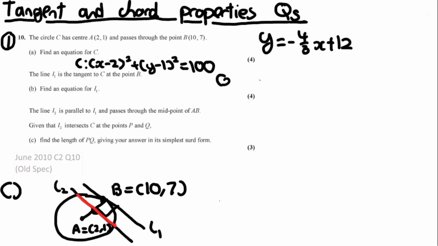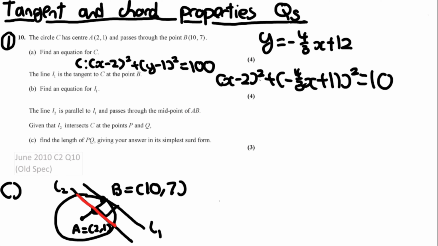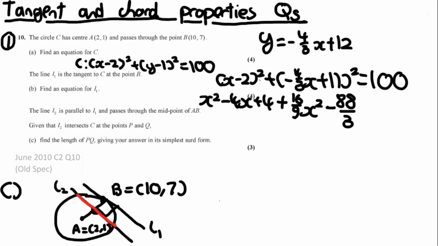So we do (x minus 2) squared plus, and we do the y value, which is minus 4 over 3 x plus 12 minus 1, which will be plus 11, squared, is equal to 100. Then we can expand the brackets, do x squared minus 4x plus 4 plus 16 over 9 x squared minus 88 over 3 x. If you need to expand this and do it slowly, that's fine. But remember, you just times this number by this number, then times it by 2 in order to get the minus 88 over 3. Plus 121 is equal to 100.